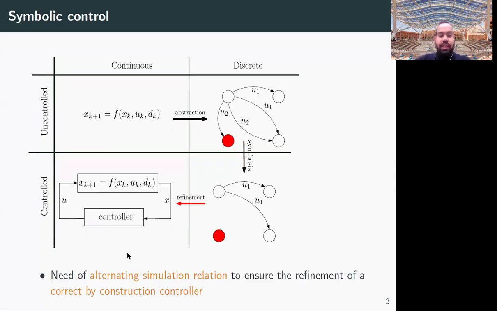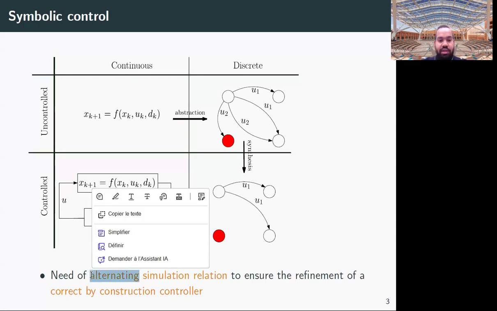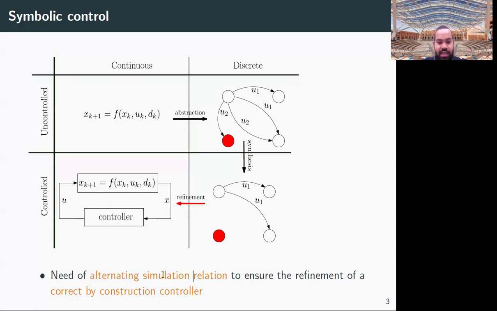And to do that, we need a condition that is called alternating simulation relation. And this condition ensures that the refinement conserves the correct-by-construction controller. So also the controller that is used in the continuous time is also correct by construction. So we have formal guarantees for the controller.